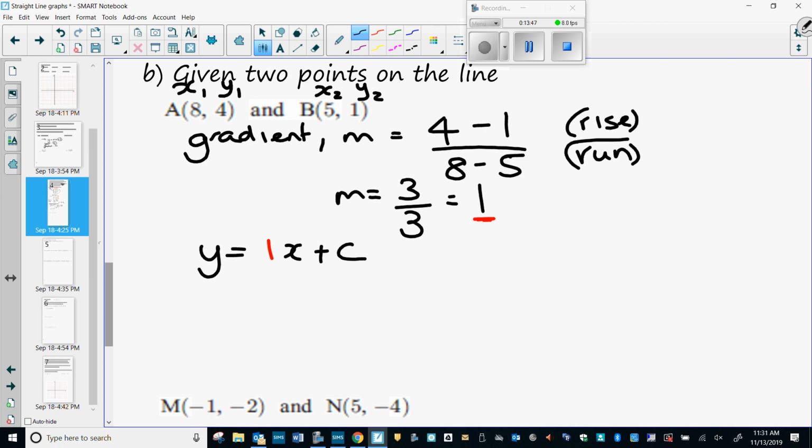So now what are we going to do? We need to find c. What do we do? Substitute. So we're going to substitute in. Now, we actually have two different coordinates here. Do you think it matters which one we choose to substitute? No. Which one would you like to substitute? A. Oh, okay. Plan A.